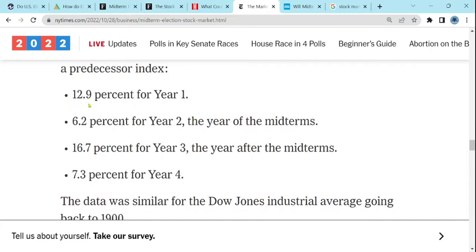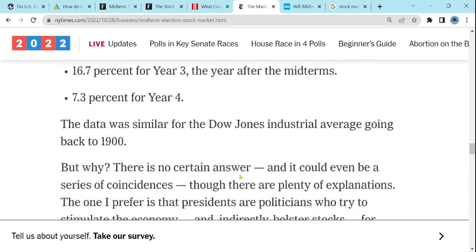So the returns were 12.9% for year 1, 6.2% for year 2, the year of the midterms. The year following the midterm, 6.7% for year 3. The year after the midterm, 7.3% for year 4.